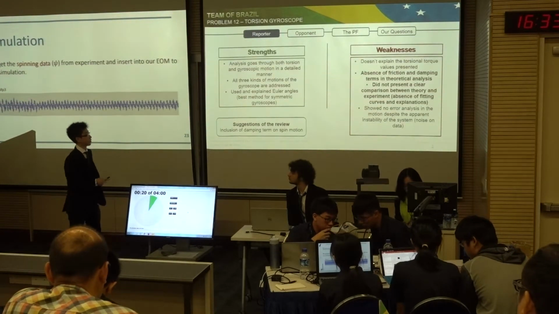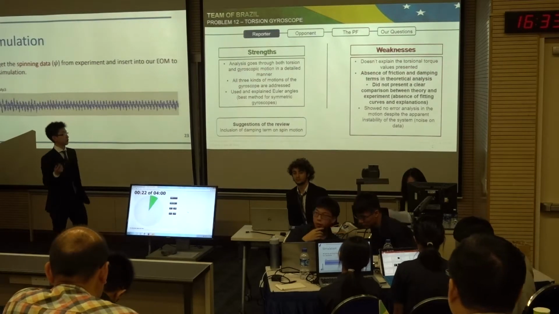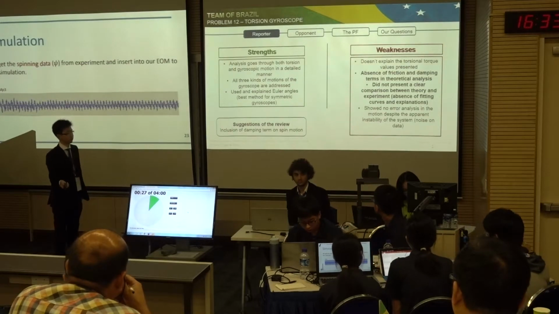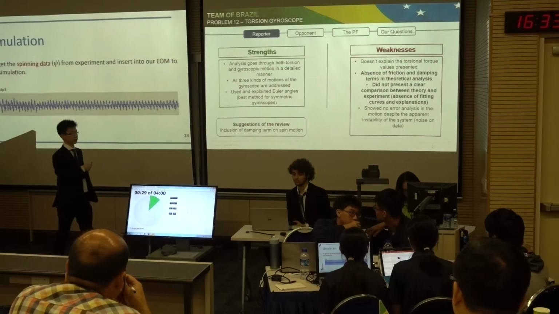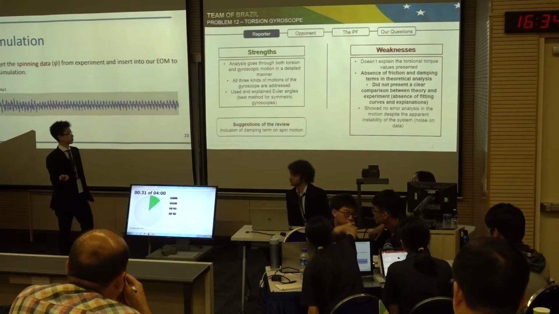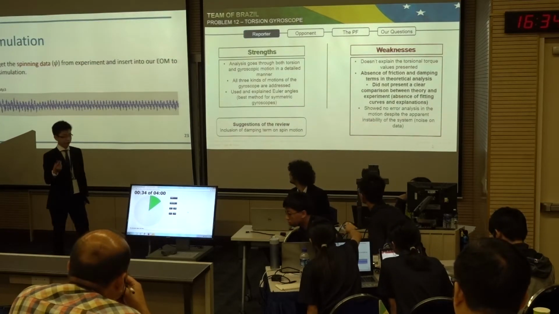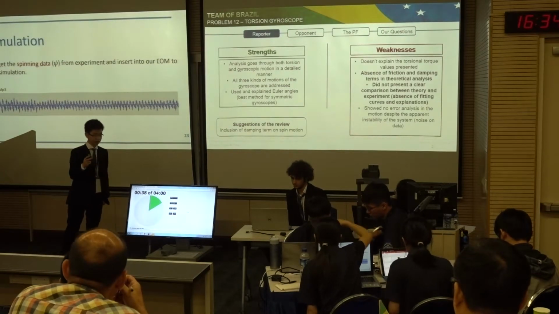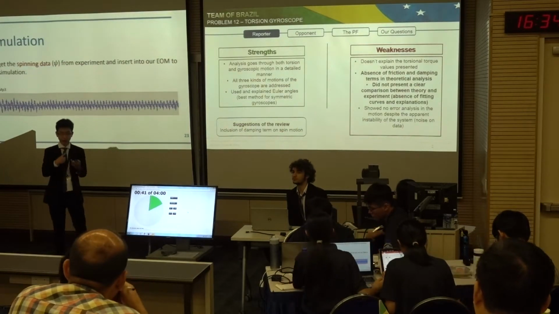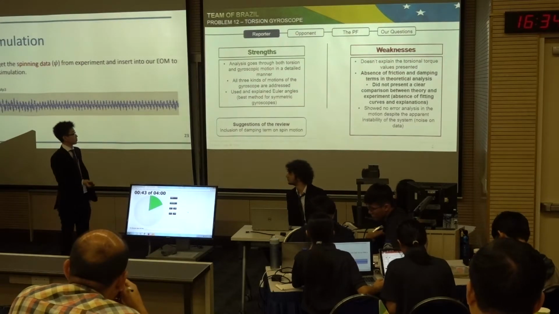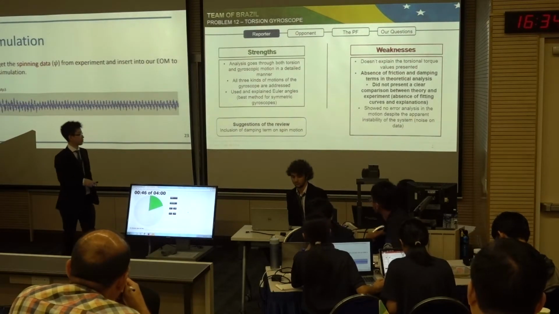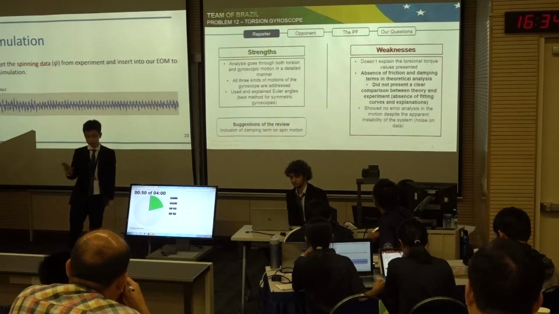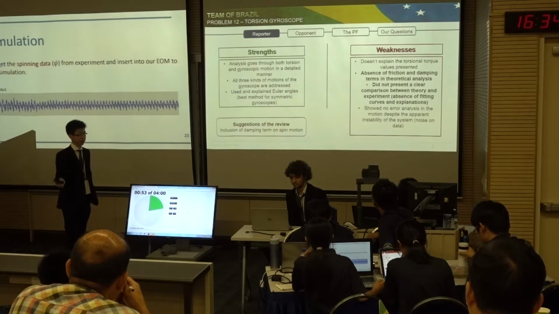Here we have some strengths and weaknesses of the reporter. As strengths, the analysis goes through both torsion and gyroscopic motion in a stable manner, which is a positive point. All three kinds of motion of the gyroscope were addressed: precession, rotation, and spin. He also used and explained Euler angles, which in my opinion is the best method for a symmetric gyroscope, which applies to his experimental conditions.